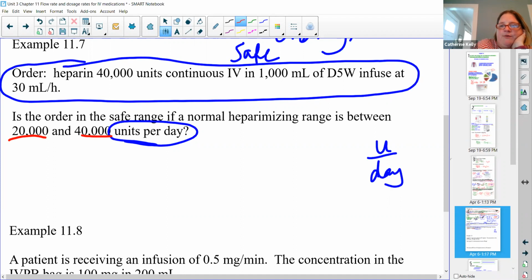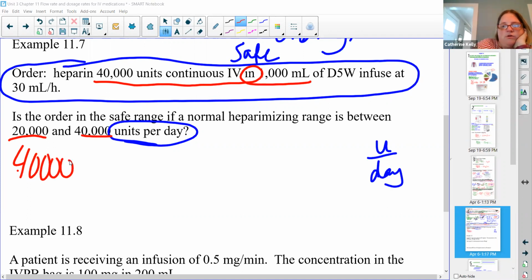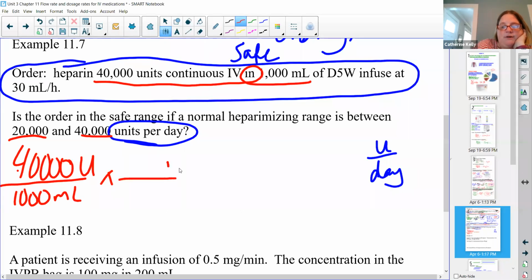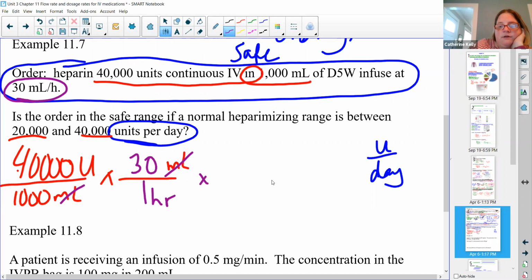So the units, I have 40,000 units in 1,000 milliliters. But I need to get milliliters into days. So I need to find something with milliliters up here, and it says 30 milliliters an hour. So 30 milliliters an hour. And then I've got to get hours to days. And I know that there are 24 hours in one day, which is awesome because it cancels my hours.